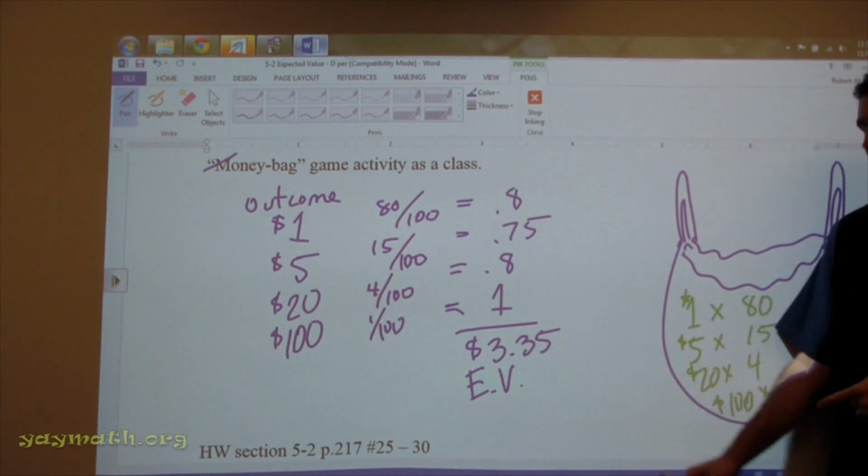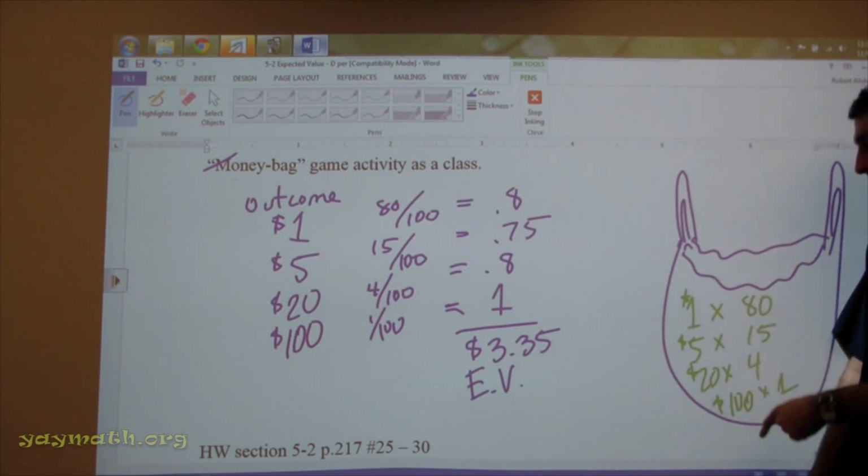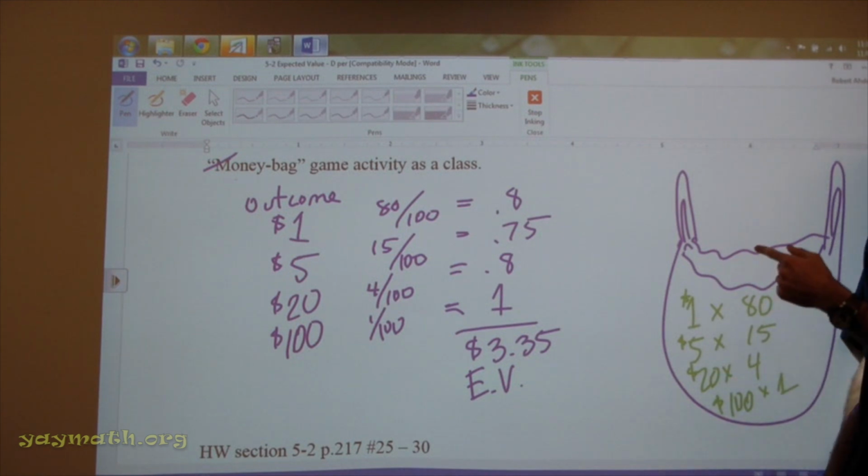What do you mean throw more ones in? Instead of 80 ones, what about 100 ones? Where do they get the ones from? We make the probability of them winning the big money lower by adding more ones.